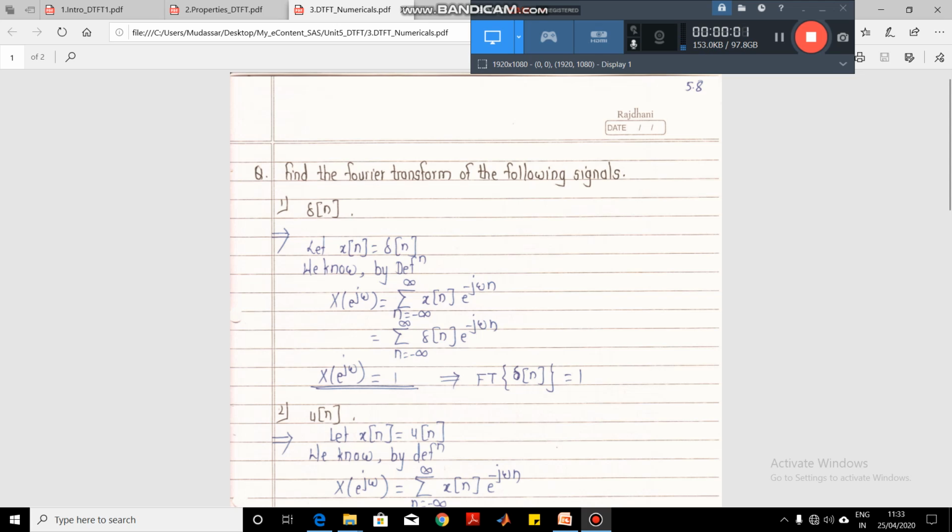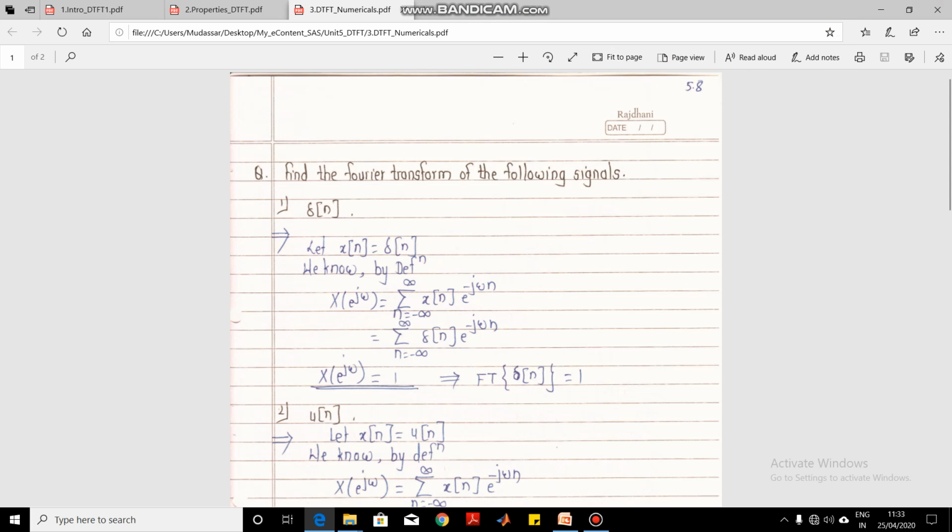Welcome to this series of lectures on discrete time Fourier transform. So far we have seen the introduction to discrete time Fourier transform, which is a transform used for discrete time aperiodic signals. After that we had seen what are the different properties of discrete time Fourier transform. After discussion of different properties, now let us try to solve some numericals on discrete time Fourier transform.